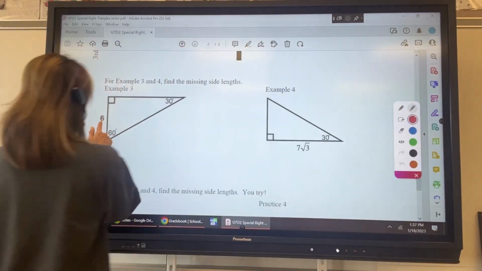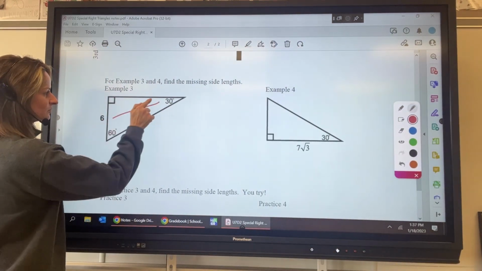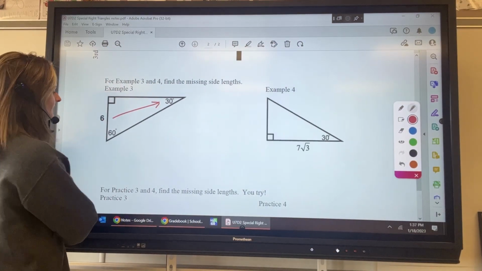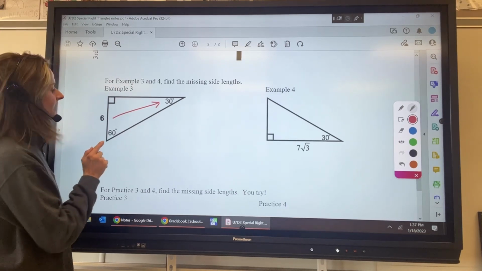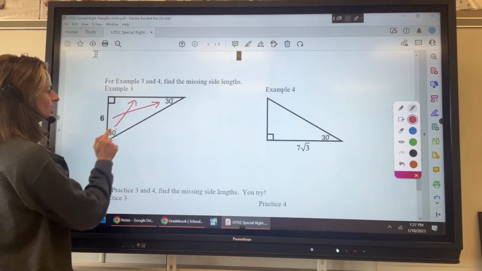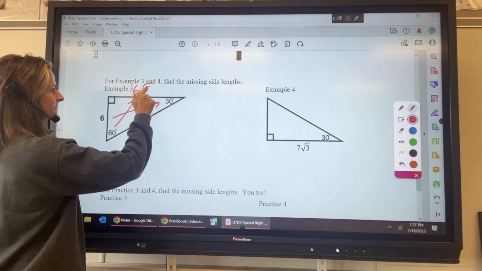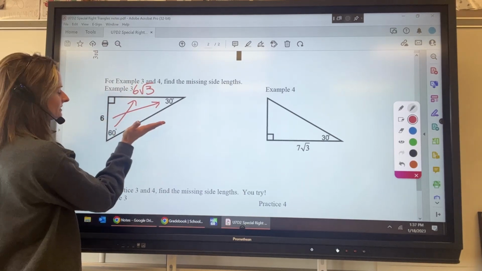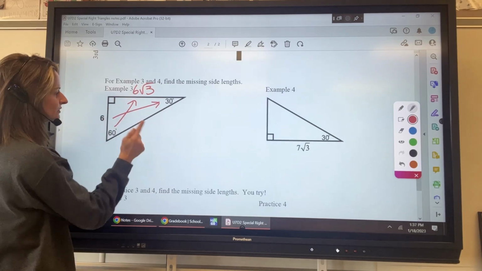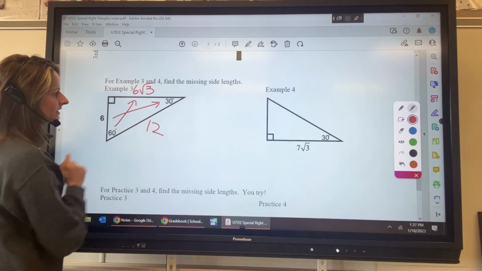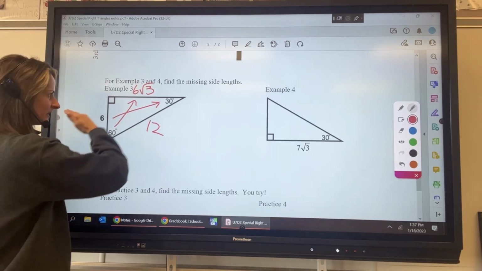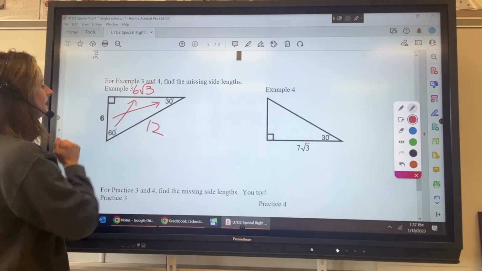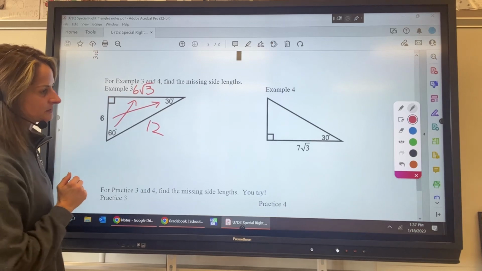We know this 6 is the short side because it's across from the 30 degrees. If I take the 6 and multiply it by the square root of 3, I get the length of the long side. The long side is over here because it's across from the 60, so this is 6 root 3. The length of the hypotenuse is the short side times 2, so this is just going to be 12. That's the easiest type of problem where they give you the short side because you can just multiply it by the square root of 3 to get the long side and multiply it by 2 to get the hypotenuse.